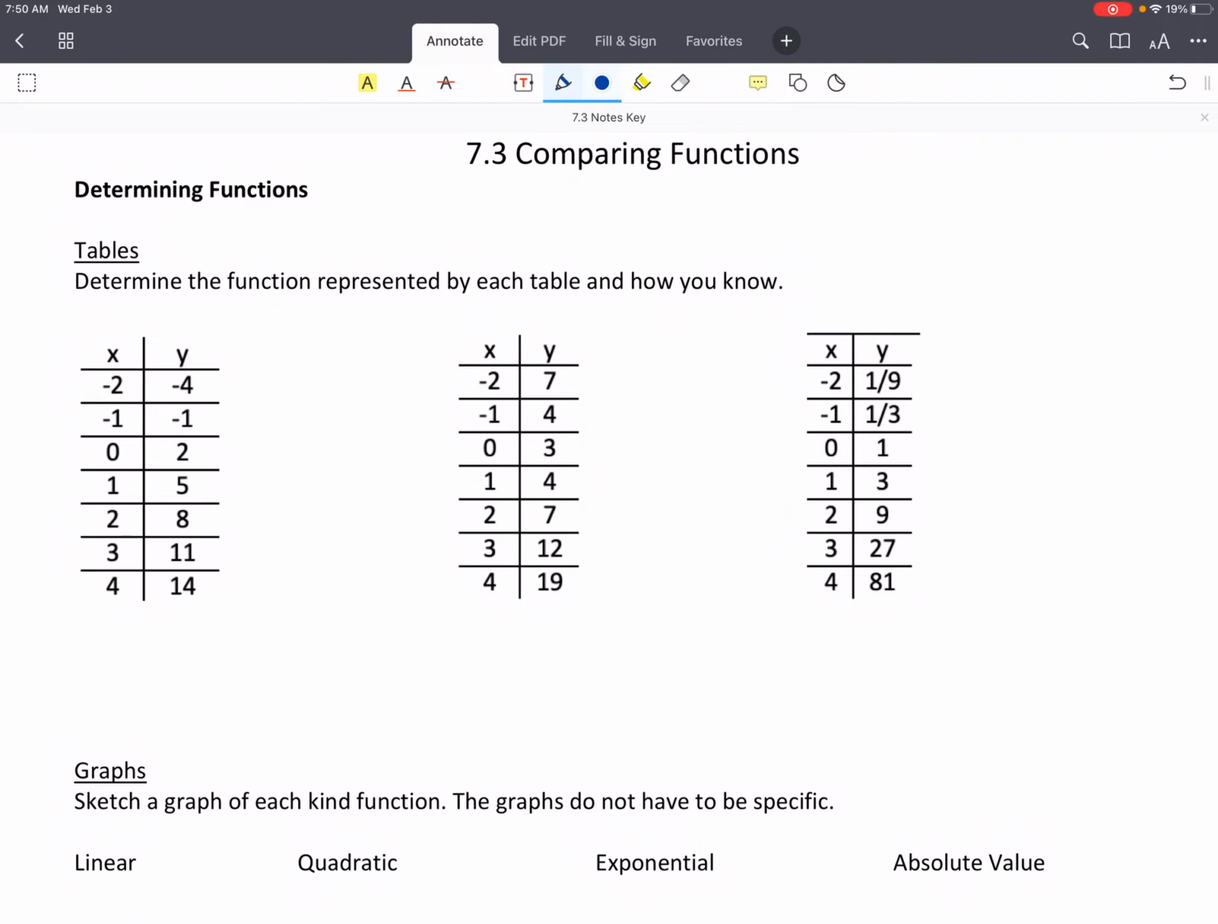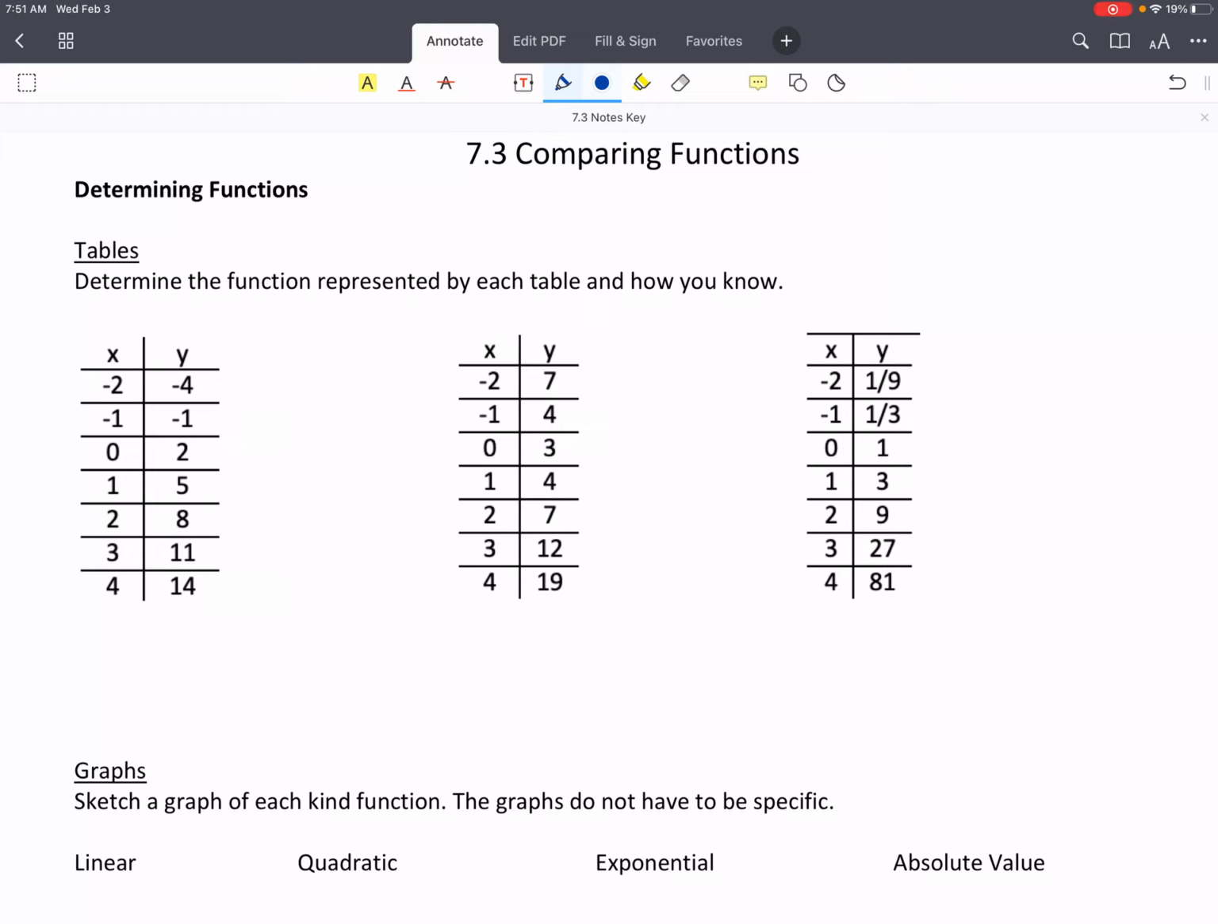The goal of today's lesson is to be able to tell the difference between representations of functions, so mostly linear, quadratic, exponential. And so we're going to look at tables, we're going to look at graphs, we're going to look at scenarios, and then we'll throw them all together and start comparing those functions to each other. So first thing, we're going to look at the table.